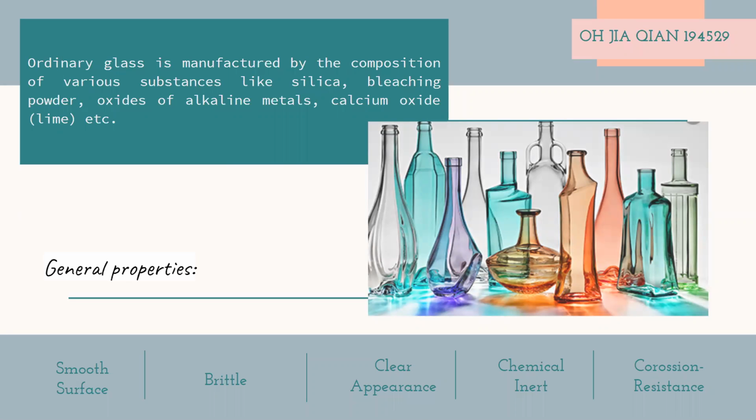So basically, ordinary glass is manufactured by the composition of various substances like silica, lanthanum powder, oxide of alkali metals, calcium oxide, and so on. So the general properties of glass are soft surface, brittle, clear appearance, chemical inert, corrosive resistant, and so forth.